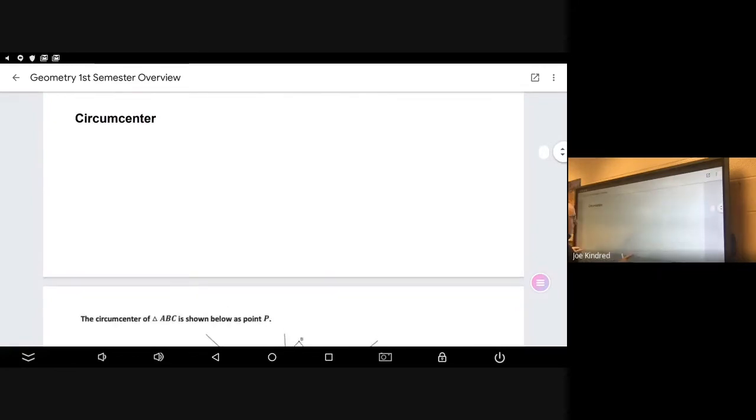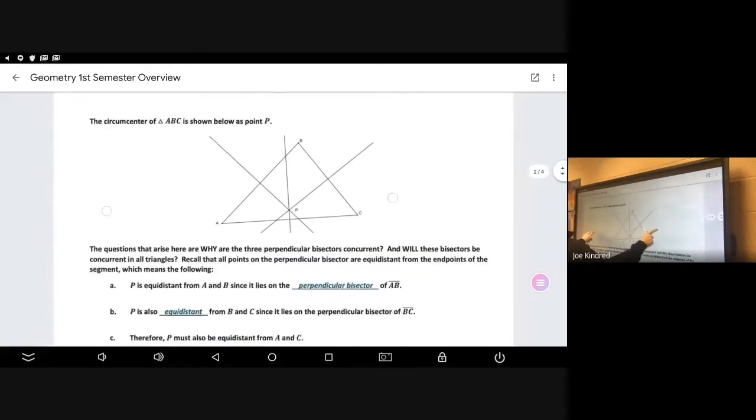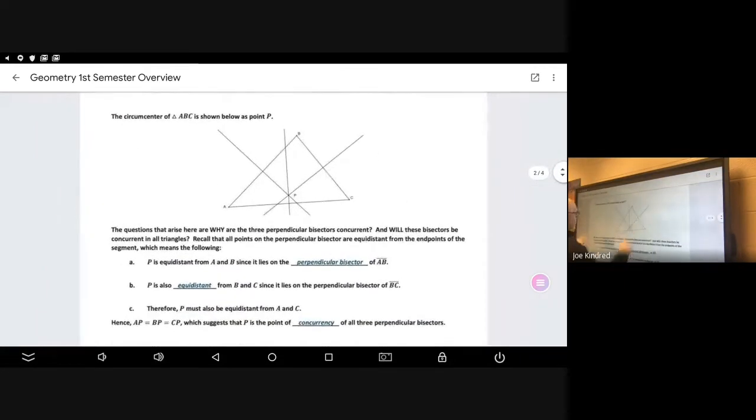So, the circumcenter. Now, what is a circumcenter? Well, the circumcenter is effectively this point right here. And it comes from the intersection of three perpendicular bisectors. The idea of what's concurrent. In other words, concurrent means where points are coming together. This point, found by the perpendicular bisectors of these lines, is called the circumcenter.